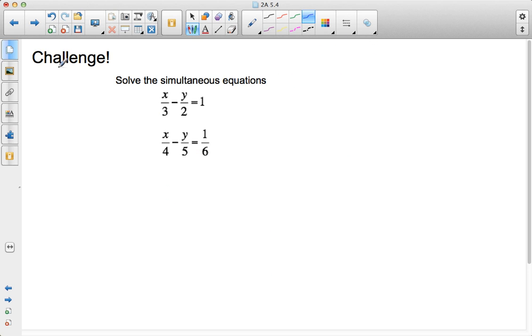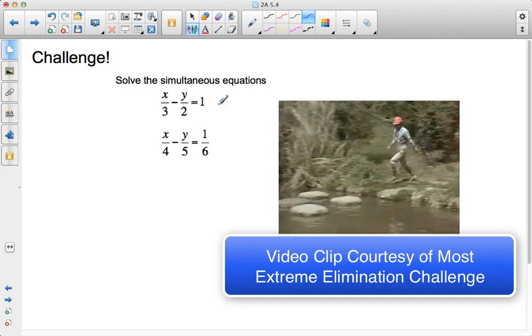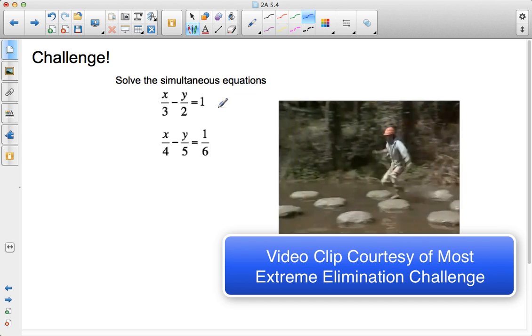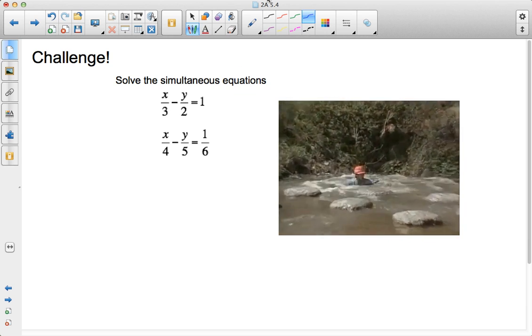So here's where I have a challenge for you. I want you to solve the simultaneous equations x over 3 minus y over 2 equals 1 and x minus 4 over minus y over 5 equals 1 over 6. Here's a hint. What I would recommend is changing these equations so that you are no longer dealing with fractions. If not, you'll probably end up feeling like the guy on the right. Looks like he took a right turn and should have gone straight.